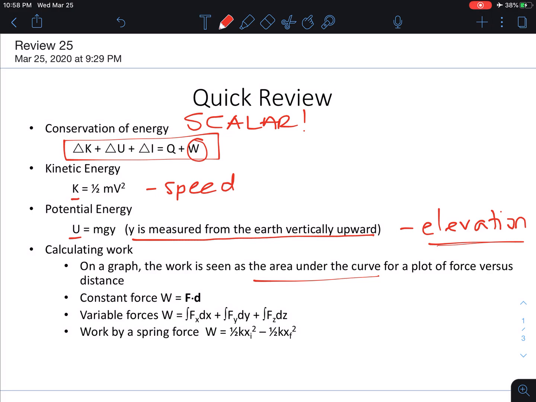Okay, and again, work can be negative. That doesn't mean that it has a direction, though. It just means that if you're putting a work term as negative, that force is doing negative work, so it's really stealing energy from the system. If it's positive, that means it's adding energy into the system. Okay, so on a graph, that's how we deal with it.